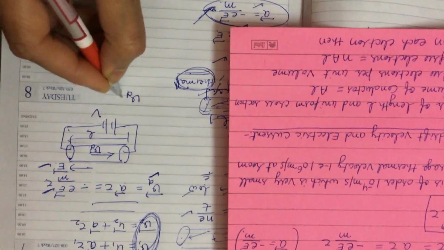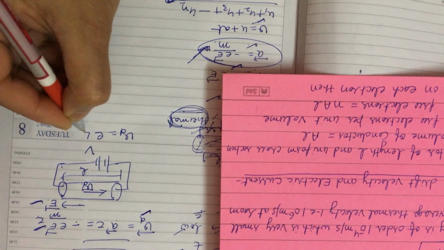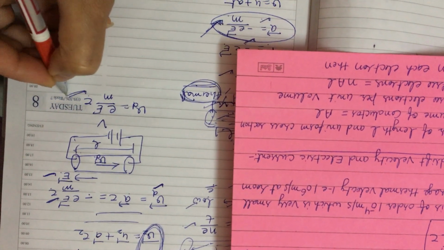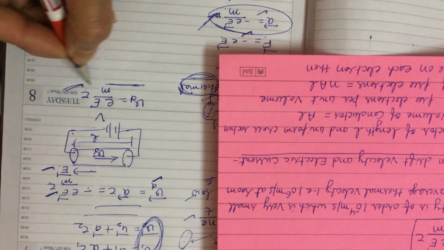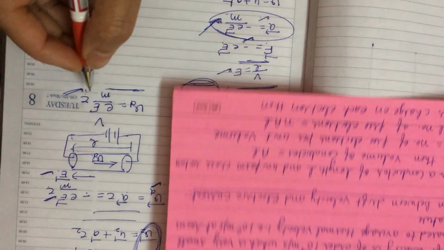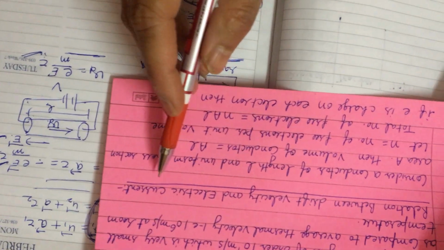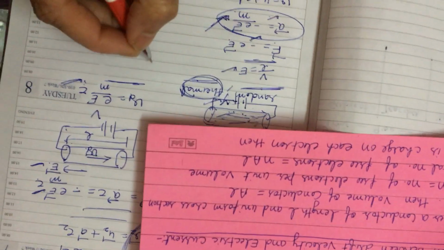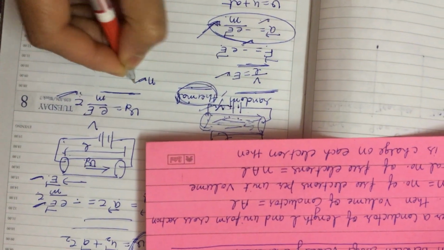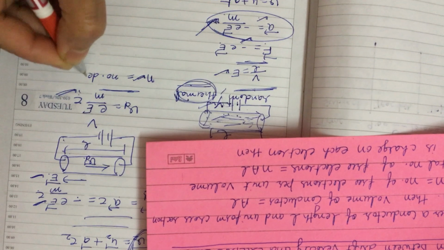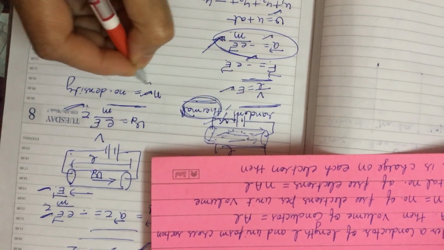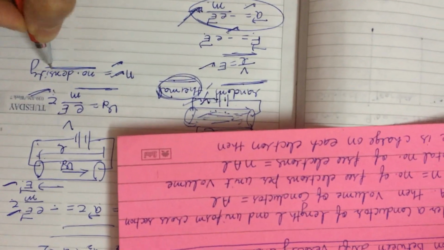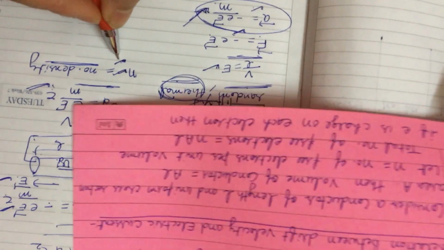So what is the drift velocity? It is eEτ over m: e, the charge of electron, E, electric field, m, mass, and τ, the average relaxation time, and this is the magnitude of drift velocity. Next is the relation between drift velocity and electric current. Very, very important result. Here we define a new term, that is n. n is called number density, or the number of free electrons per unit volume. Remember this.